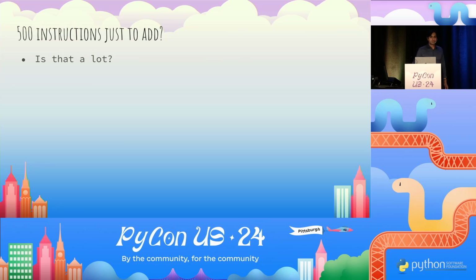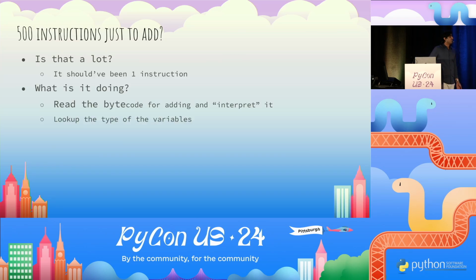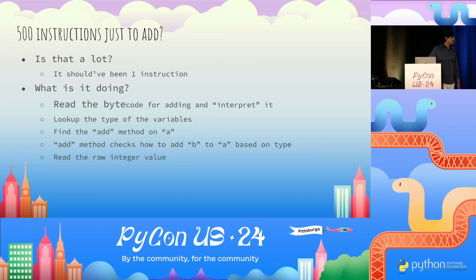Ideally, the CPU knows how to add two integers. So what is it doing? It's doing a bunch of different things. It's going to find the add function for the first number. It's going to figure out how to add b into it. It's going to read the raw integer value of b. Then it's going to run the one instruction that we really want it to run, which is the addition instruction. Then it needs to create a new Python object with the returned value and return that.